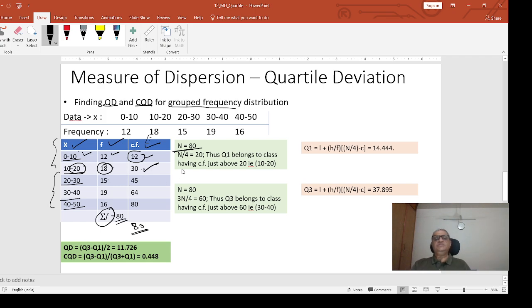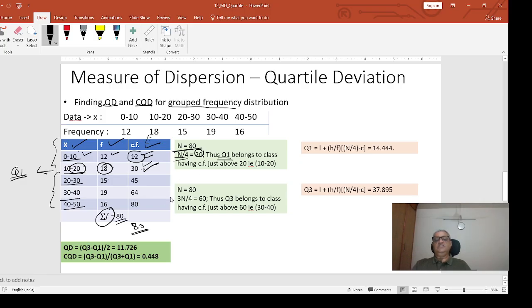Once you have the cumulative frequency, you need to find out which class Q1 belongs to, right? So n by 4 is 80 by 4, which is nothing but 20. So find out where 20 would lie. 20 is greater than 12, and 20 is less than or equal to 30. So basically my 10 to 20 is my Q1 class. My Q1 will lie in this class.